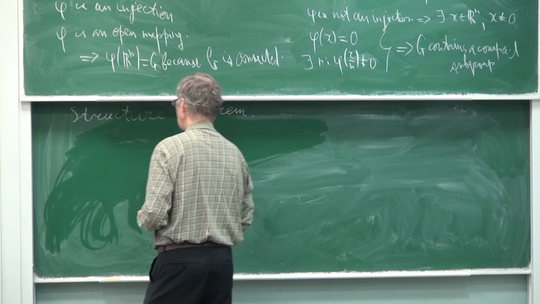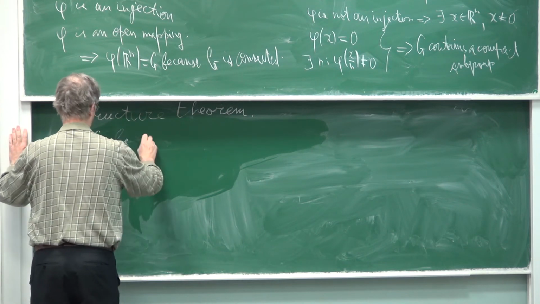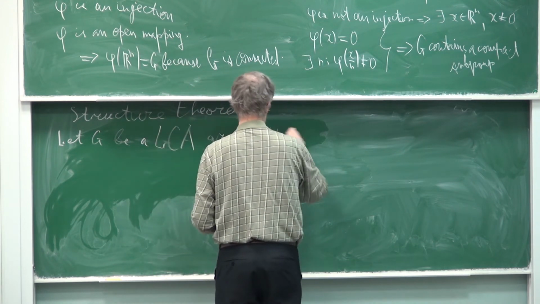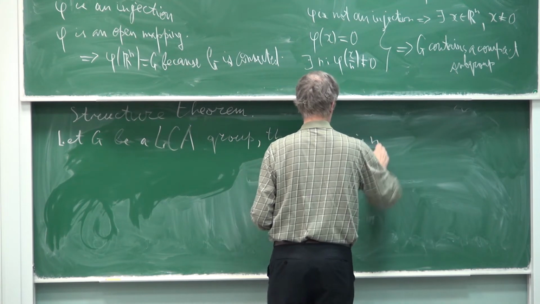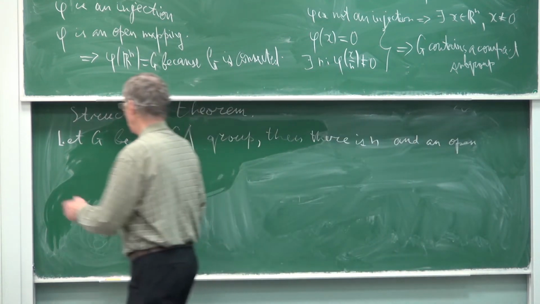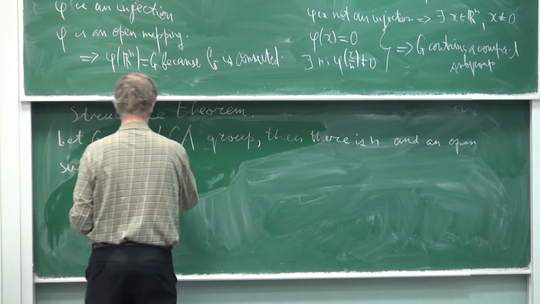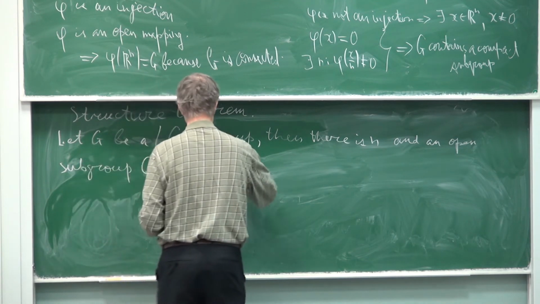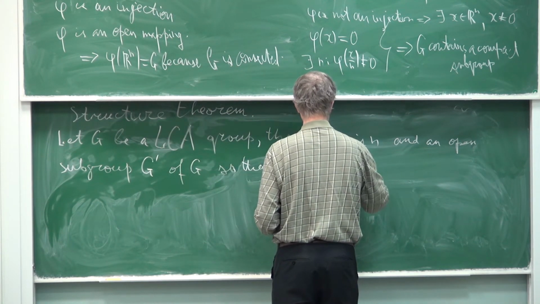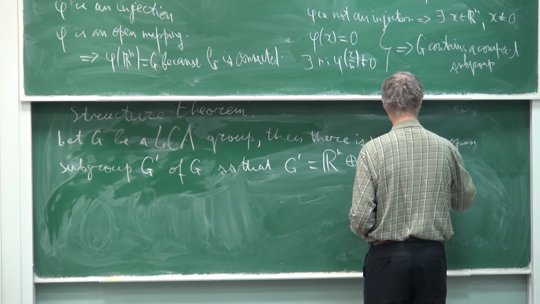Structure theorem. Let G be a locally compact abelian group, then there is N and an open subgroup G prime of G, so that G prime is the direct sum of R^n plus, say, K, where K is a compact group.